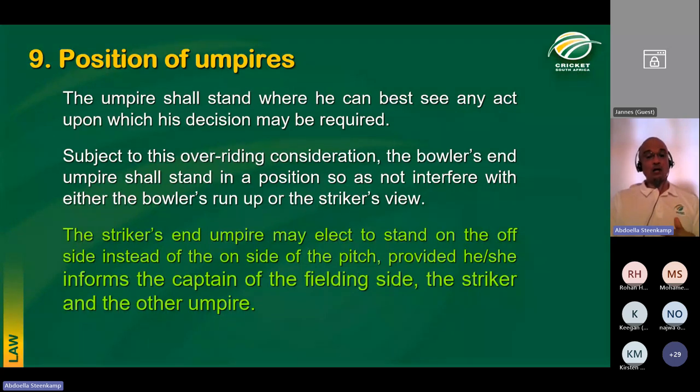The law does allow for the striker's end umpire to stand on the offside, but only in certain circumstances. Let's say there are a lot of fielders around the bat on the leg side, like a short leg, leg gully, or a silly point, and it's obscuring the umpire's view of the popping crease and the stumps. In that case, the striker's end umpire can decide to go and stand on the offside.